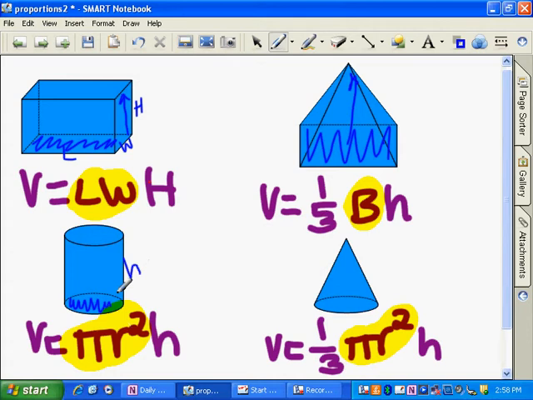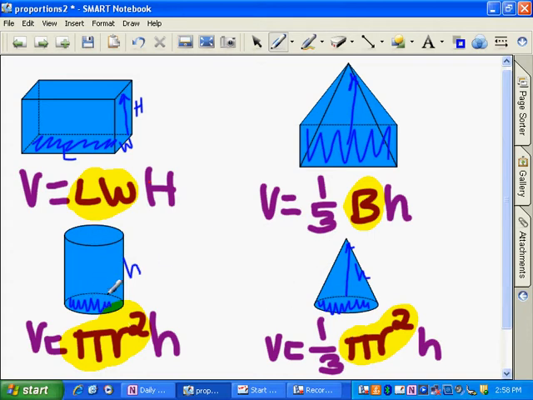But a cylinder has a base that is a circle, so that's why it's pi r squared. That's the area of the base times the height. Again, you find the area of the circle, and then it's like you're filling the cylinder up. A cone, again, you're finding the area of the base, which is a circle, so it's pi r squared, and then you're multiplying it by the height. But because 3 cones will fit inside a cylinder, we're going to divide it by 3.